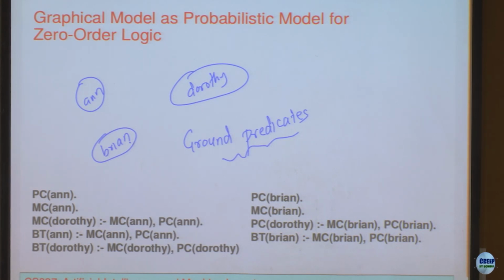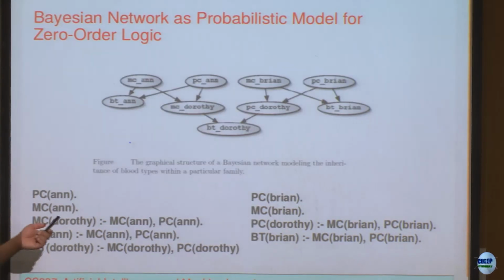Now, could you think of what graphical model this represents? This by itself doesn't have any probabilities, right? But now you can associate probabilities with each of these. There is a degree to which a parent chromosome influences the chromosome of a particular person. Okay. So, if you were to put this in a graphical form, this is what it's saying. The blood type of Anne is influenced by the mother chromosome of Anne. The mother chromosome of Dorothy is influenced by the mother chromosome of Anne, okay, and also by Brian.